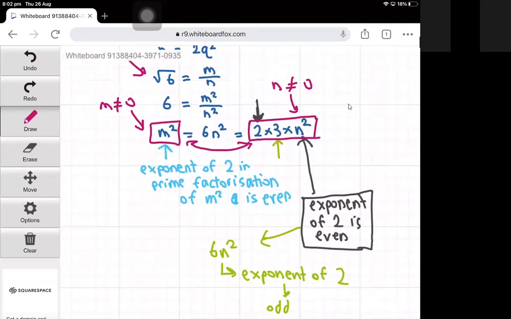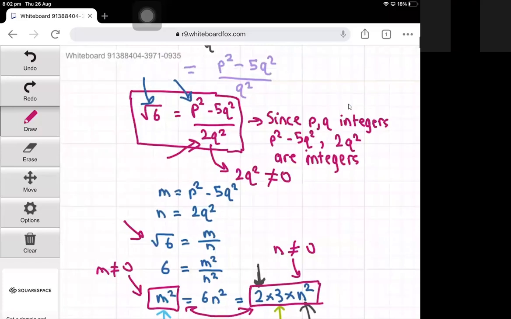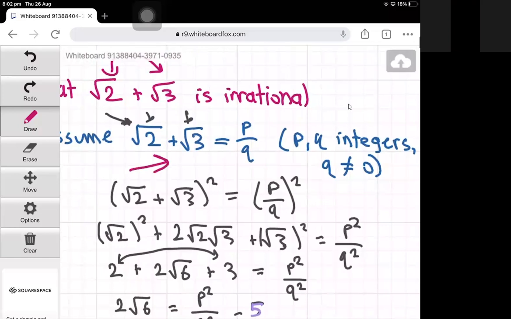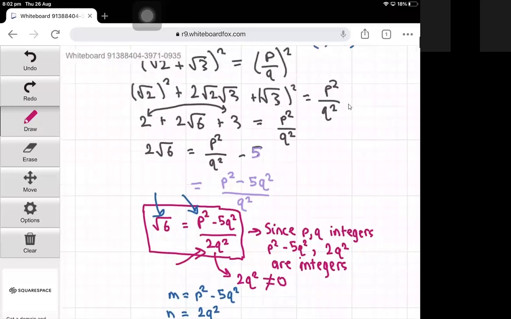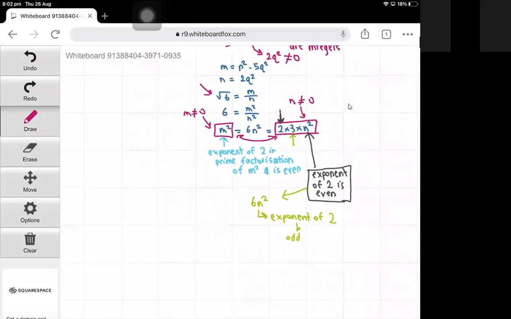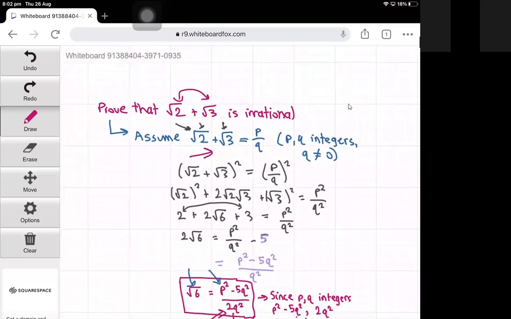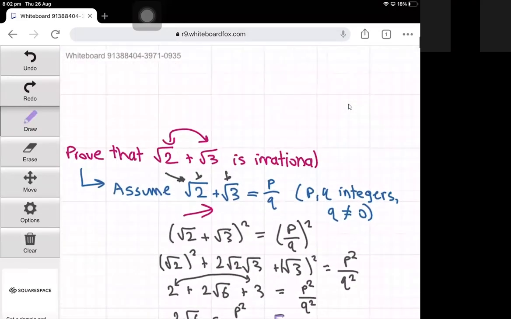So it turns out we have a contradiction here because we can't have something being odd and even at the same time. So it follows that our original assumption of square root of 2 plus square root of 3 being rational was false, because all the logical steps we derived eventually came to a final contradiction over here. So that means, since our original assumption was false, using proof by contradiction, we've successfully proven that square root of 2 plus square root of 3 is irrational.